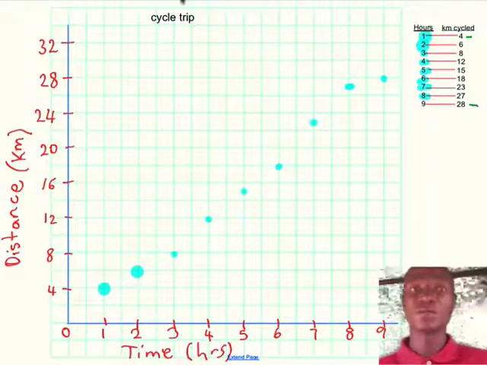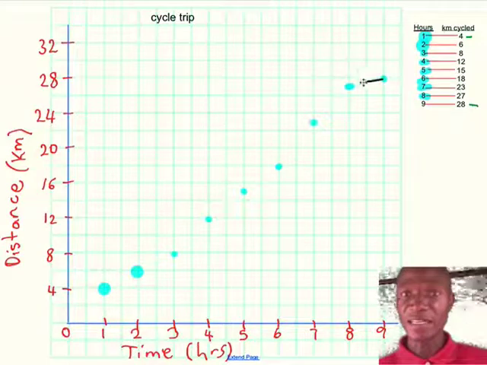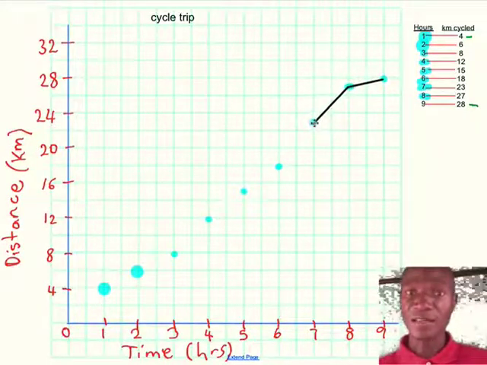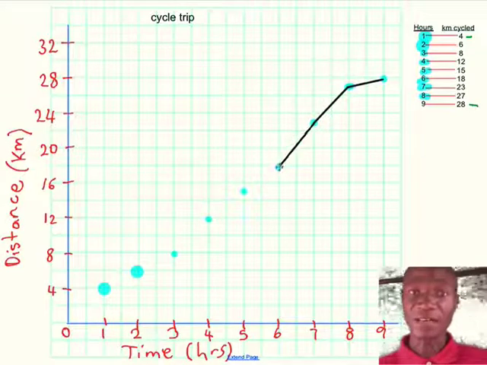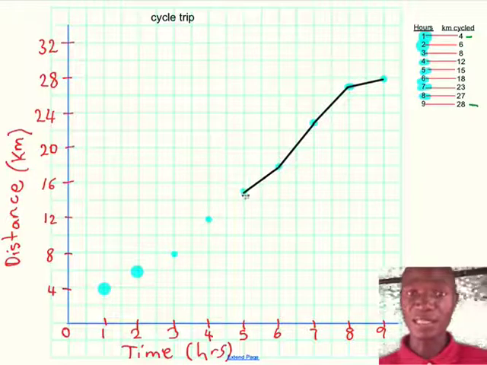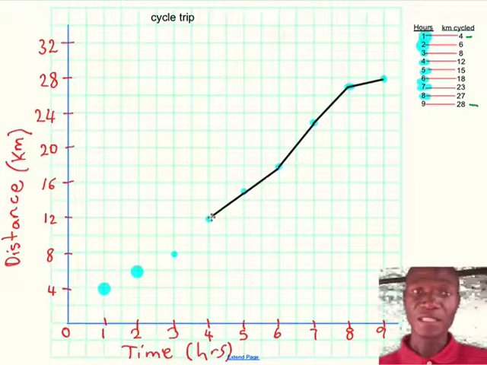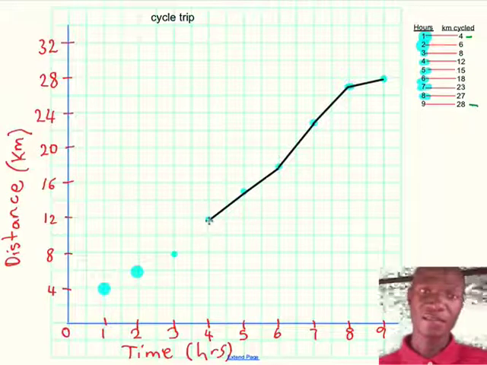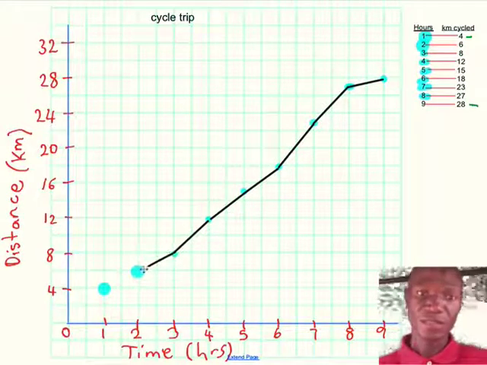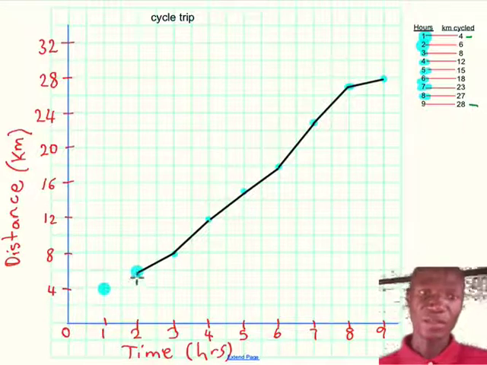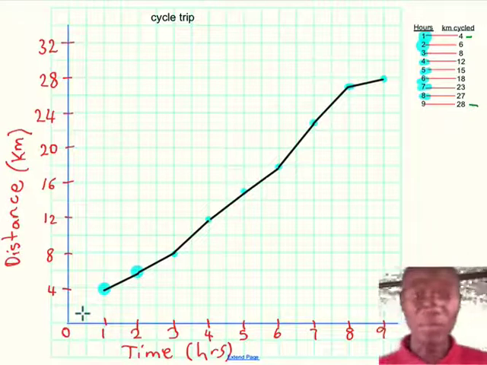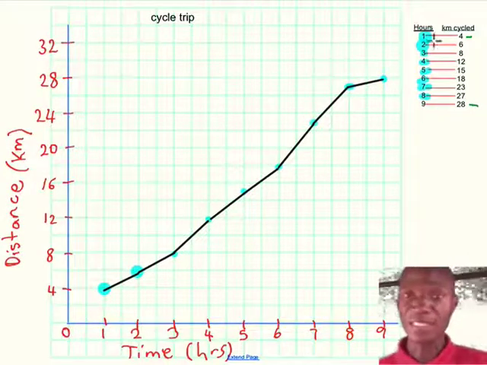So that's what we are going to do now. We start from here, I join there, then I join another one from there to there. I'm just joining the points that I have done already. So this must be done with a ruler so that it looks nice. You join the points, you join all the points. We only join the points according to the data we are given.